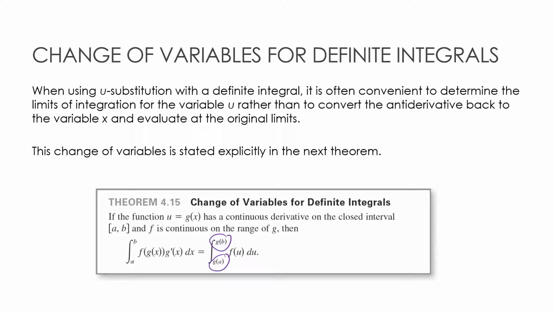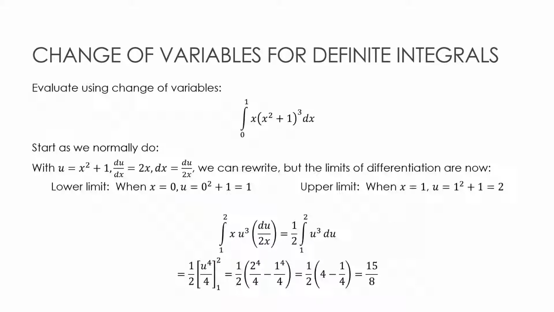Or the other method is, of course, to go ahead and turn everything into u, do all of the work, and then turn it back into x and use the original limit. So I'm going to show you what I mean by all of that. Here's an example. And again, so far we've just been doing this with indefinite integrals, so it was the plus c, but now I've got limits of integration, 0 and 1.